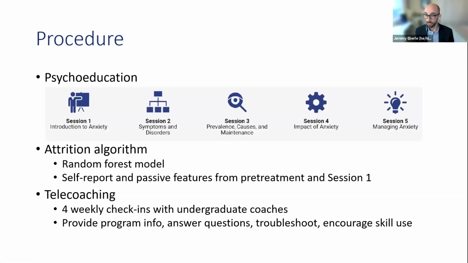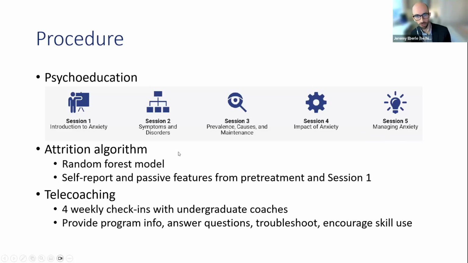The psychoeducation condition, we think of this as an active comparison condition. It was interactive. It had visuals. Participants answered questions as they completed the modules. And the modules provided information about anxiety symptoms, disorders, the prevalence of anxiety, causes, maintenance factors, the impact that anxiety can have on health, well-being, relationships, and strategies for managing anxiety.